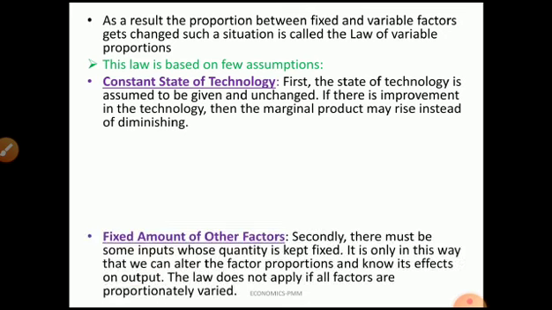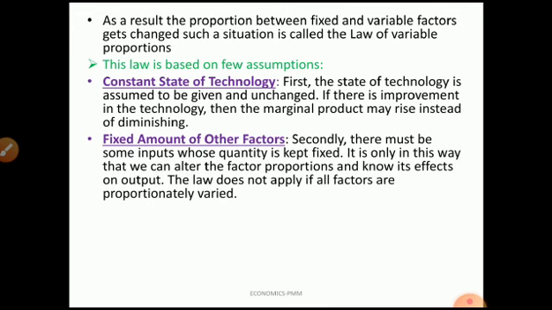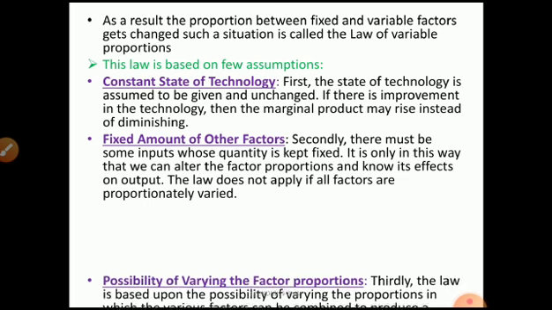Second, fixed amount of other factors. There should be some inputs whose quantities remain constant. It is only in this way that we can alter the factor proportion and know its effects on output. So, the law does not apply if all factors are proportionately varied.